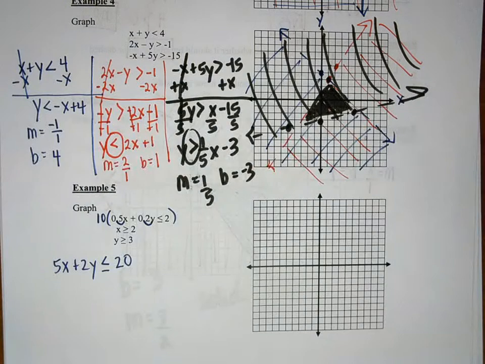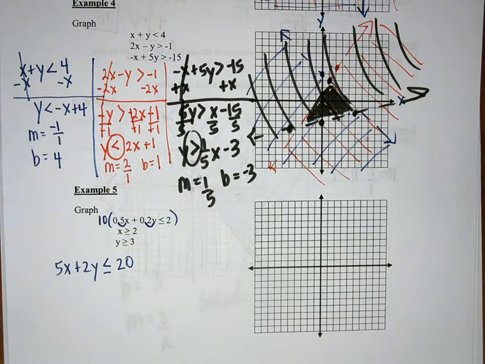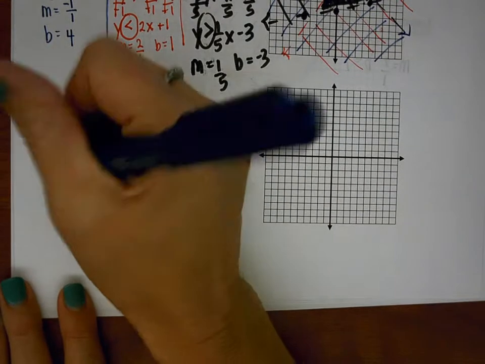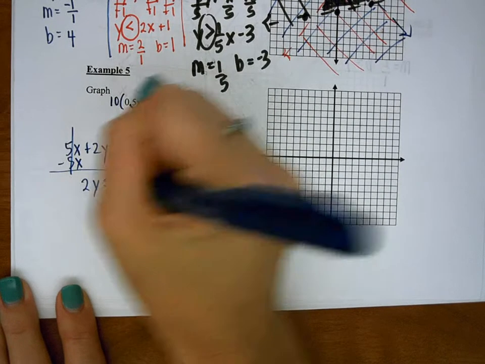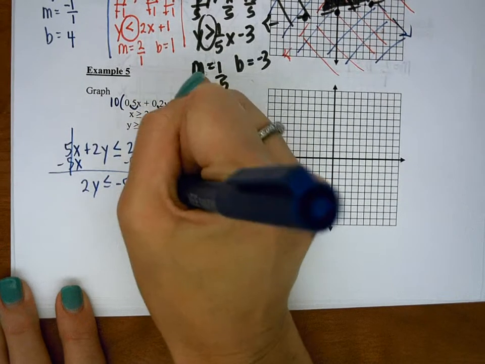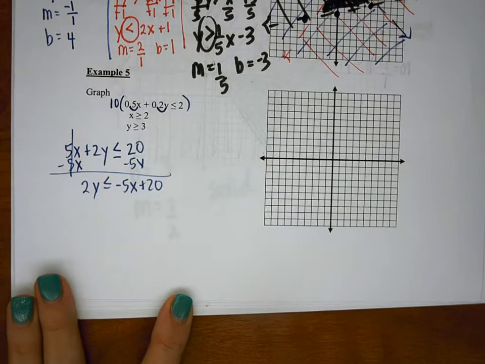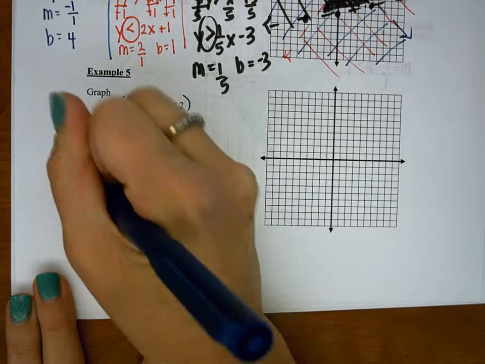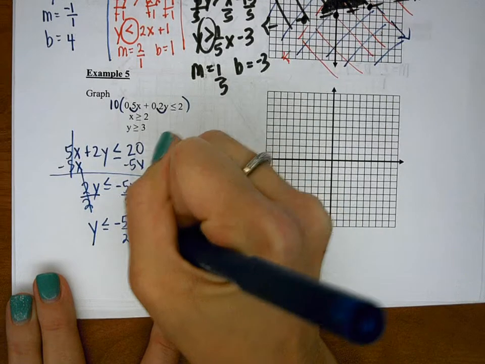Where do you think students mess up? Right, they end up writing this as 2. They forget to multiply the 10. That will mess everything up. Okay, what is my next step on this problem? Good, subtract 5x. 2y is less than or equal to negative 5x plus 20. Next step is what? Divide by 2 to every single term. And we get y is less than or equal to negative 5 over 2x plus 10.